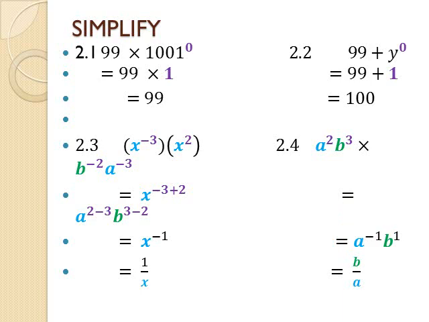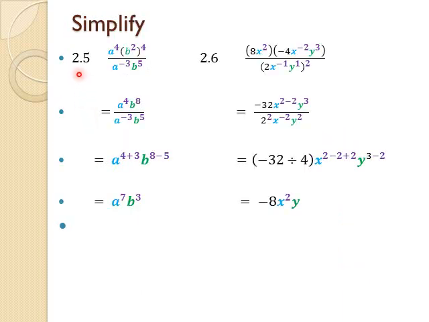Let's look at the next set of problems. Right, in 2.5, I have a to the power 4, b to the power 2 raised to a further power 4 outside. So there I'll be applying law 3. Divided by a to the negative 3, b to the 5. So that's a to the 4. There, 2 times 4, remember third law of exponents, gives me 8. And I have a to the negative 3, b to the 5. Right, they are being divided.